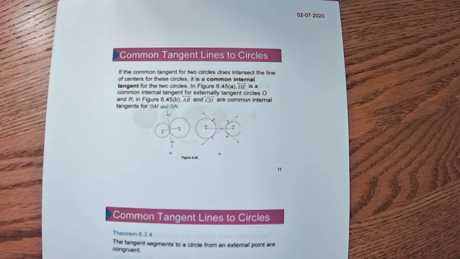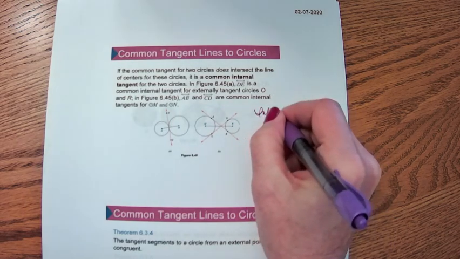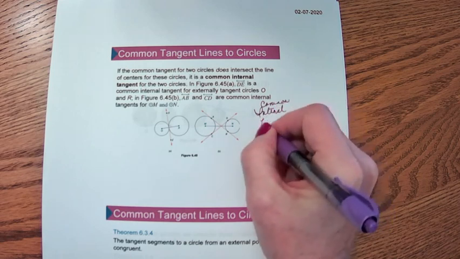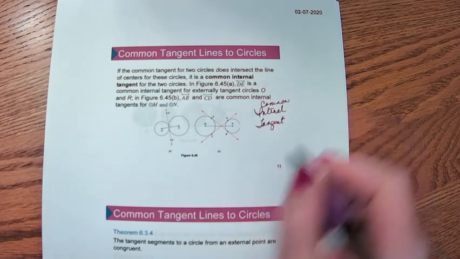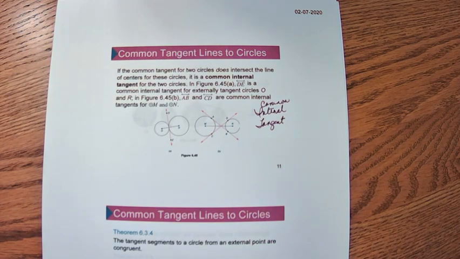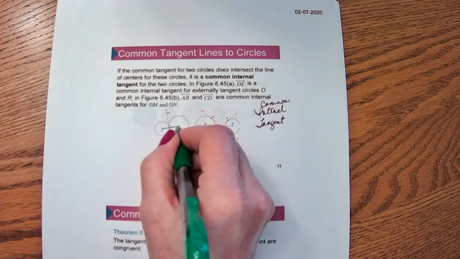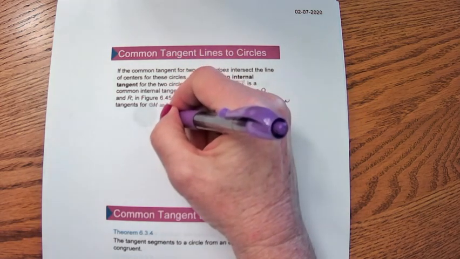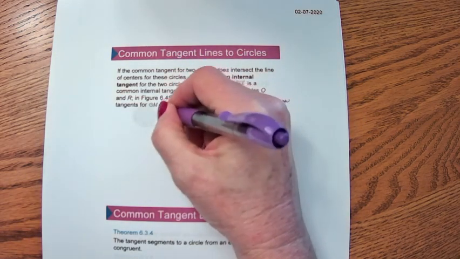All right, but you can have tangent lines that do intersect the line of centers, and those would be called internal tangents. A common internal tangent line. And that's when the tangent line intersects the line of centers. Here's my line of centers between these 2 circles. And notice the tangent line does touch the line of centers.